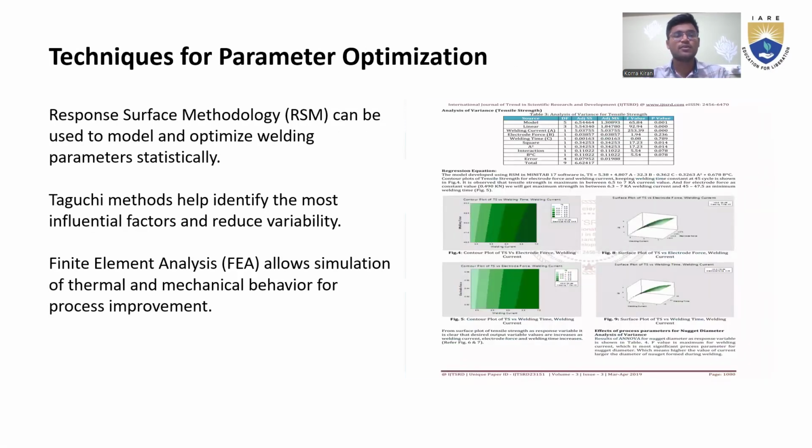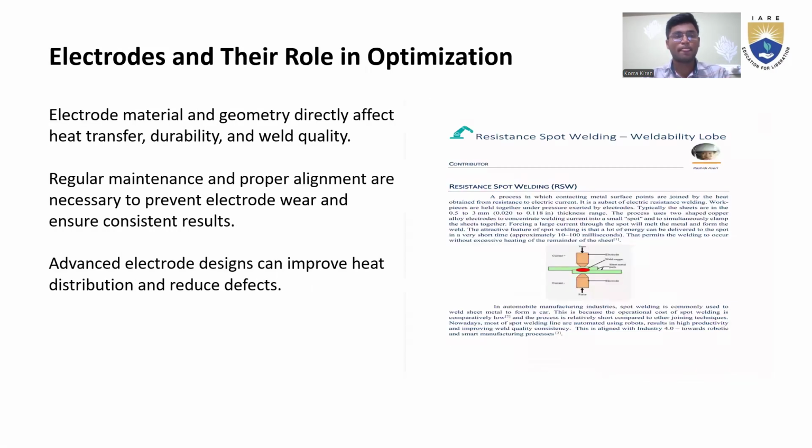And a technique for parameter optimization is RSM, which is response surface methodology. This was one of the techniques. This technique is helpful to reduce variability and identify the most influential factors. And one more method is the Taguchi method, which helps identify the most influential factors.